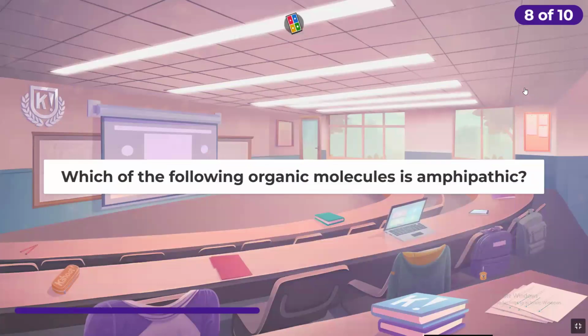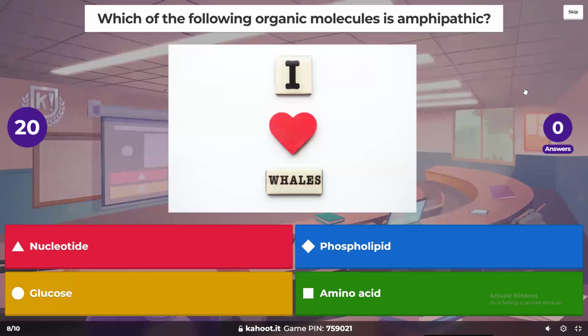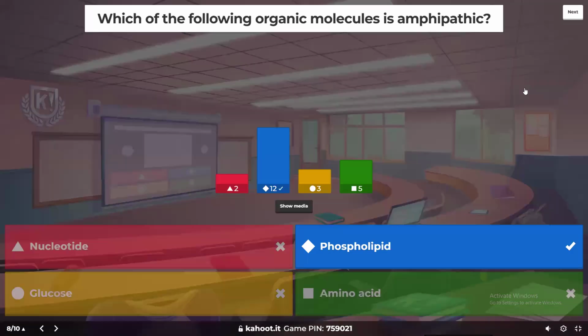All right, which of the following organic molecules is amphipathic? Guys, think about what amphipathic means. All right, so that's our phospholipid. Remember, amphipathic means we have both going on. That means we're going to have a polar region and a non-polar.